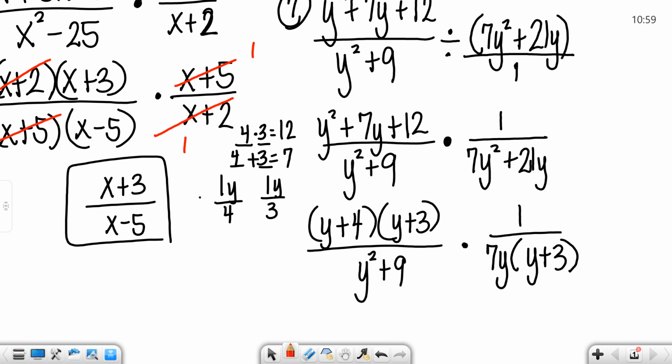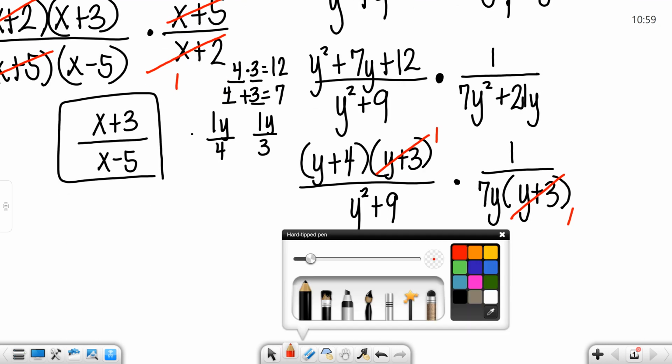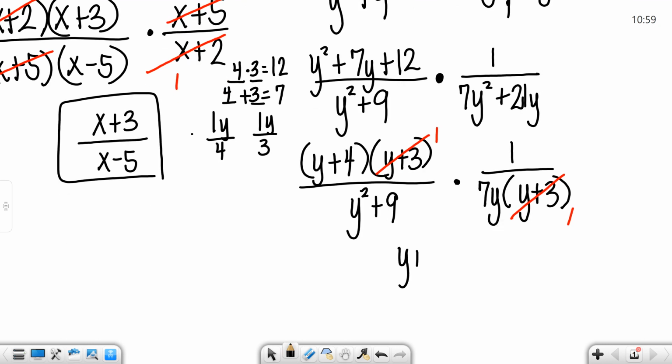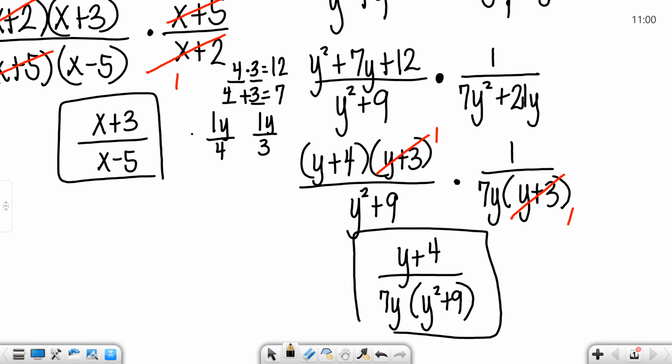My next step, divide out any common factors. I have a y plus 3 in the numerator, y plus 3 in the denominator, and there are no other common factors. So my solution here is y plus 4 times 1, and then 7y times y squared plus 9. Now, I don't mind if you put 7y after the y squared plus 9, but y squared plus 9 must be in parentheses. Otherwise, it says something entirely different. So this would be our solution.